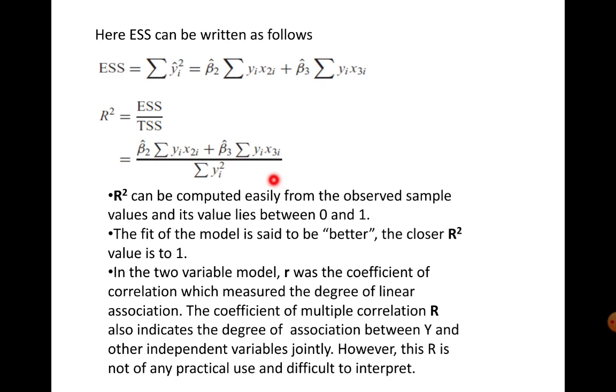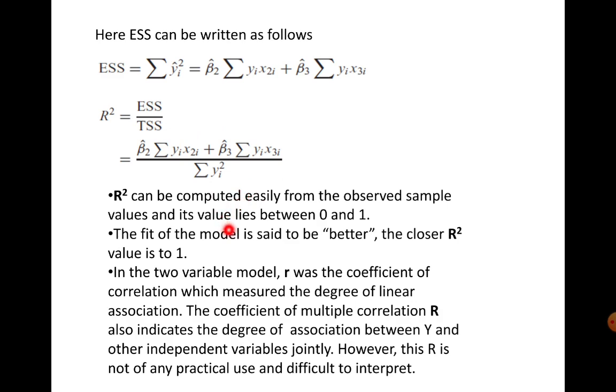If you look at this formula over here, you can see that the r square can be easily computed by the values given in the sample. Yi, capital Xi, X2i, X3i are all observable. So the mean y bar, x2 bar, x3 bar are also observable. So this entire value of r square can be easily computed from the sample values.